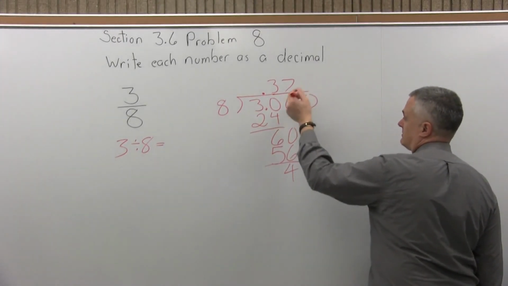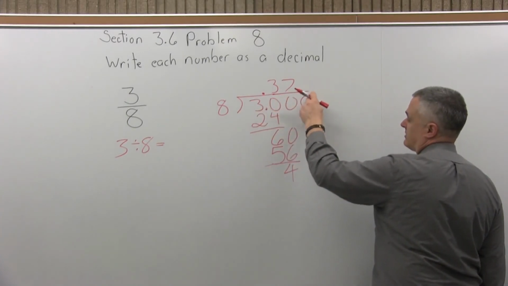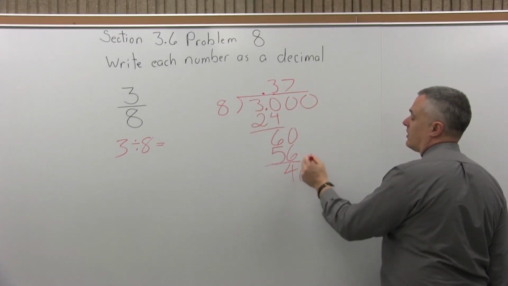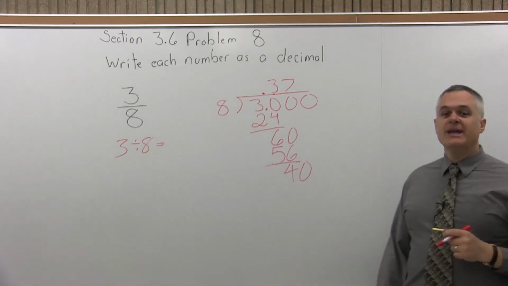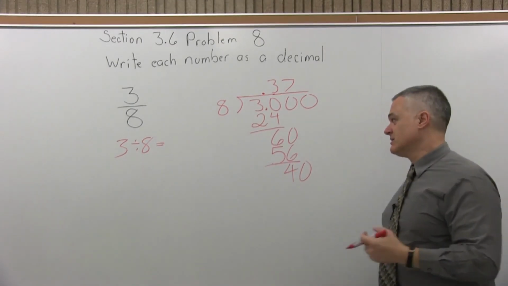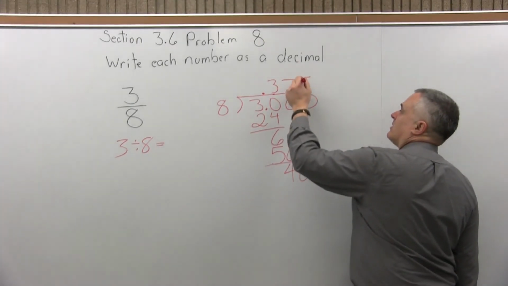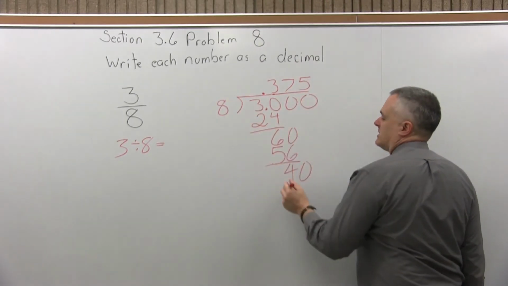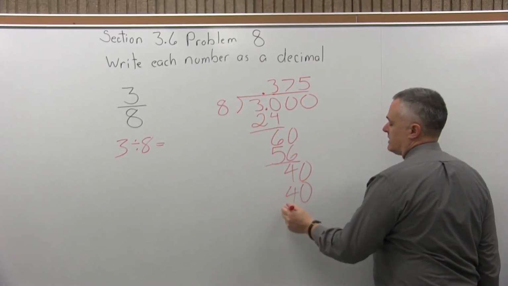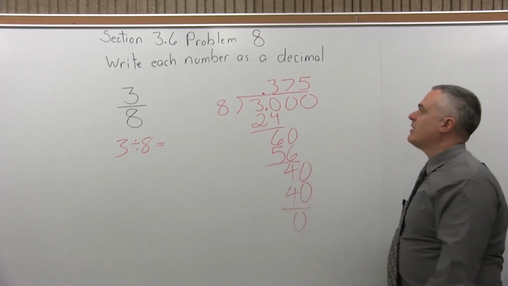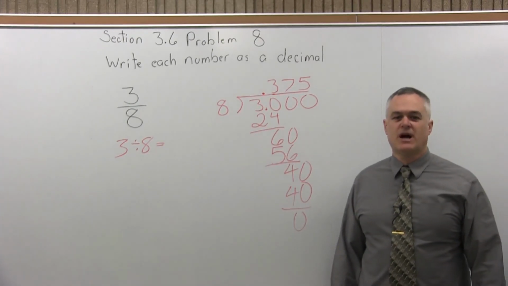I'll add another 0. So it's 3.000 now. So bring that last 0 down next to the 4. It becomes a 40. And now 8 will divide into 40 evenly. It goes in 5 times. So I put in a 5. 5 times 8 is 40. 40 minus 40 is 0, remainder of 0. So now we're done. It's 0.375.